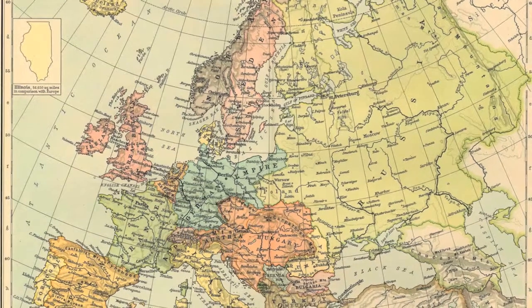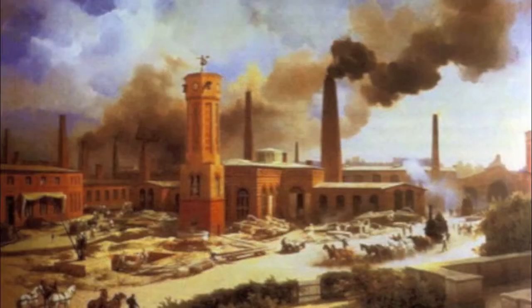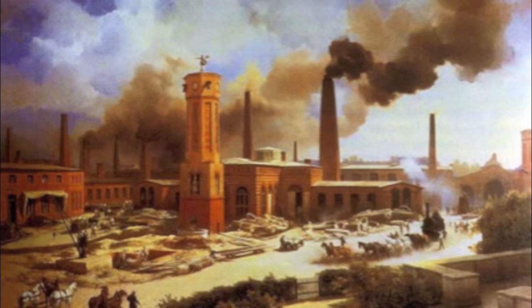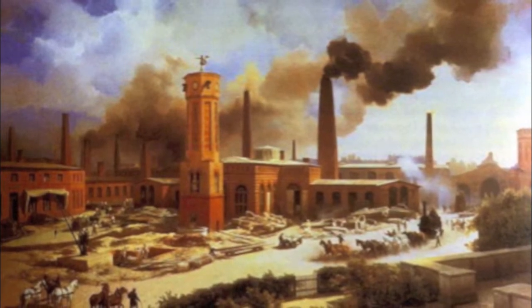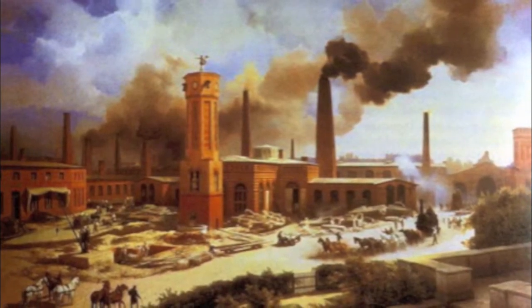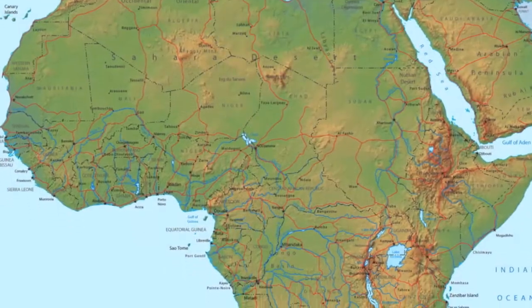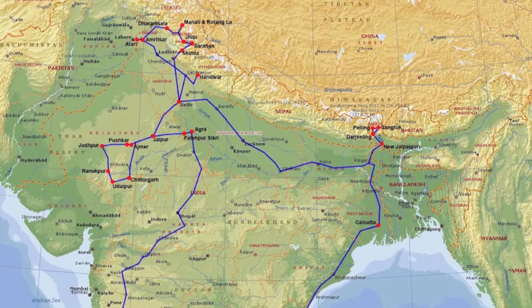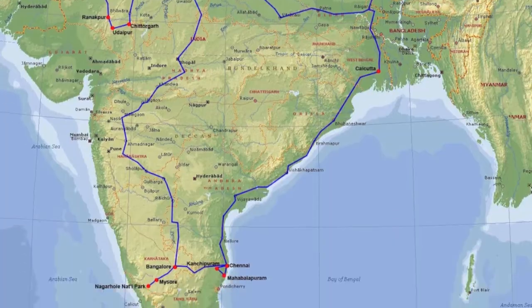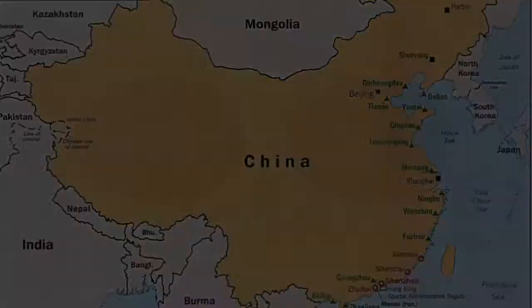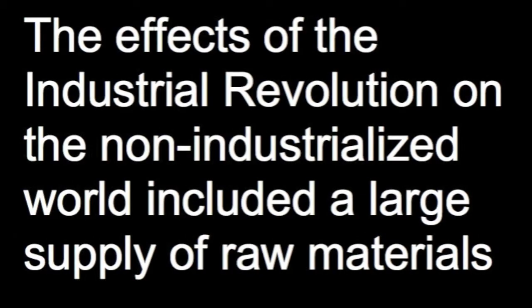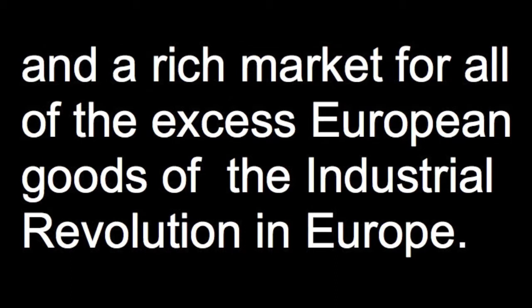It's the start of the 18th century, and in Europe, the Industrial Revolution is booming. This historical period was a time of innovation, change, new thinking, and great success. But the non-industrialized countries, such as Africa, India, and China, received the dark side of this new technology and change. The effects of the Industrial Revolution on the non-industrialized world included a large supply of raw materials and a rich market for all of the excess European goods of the Industrial Revolution in Europe.